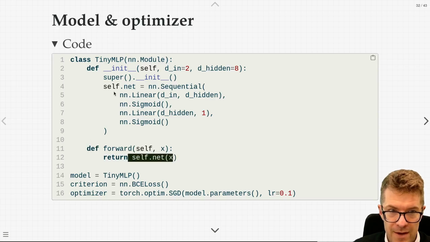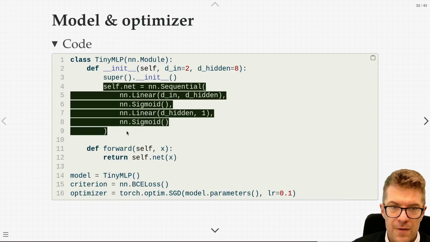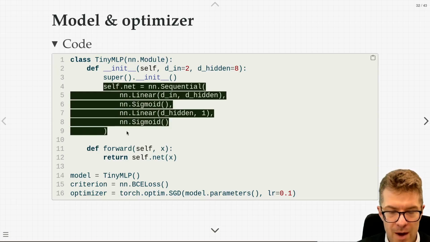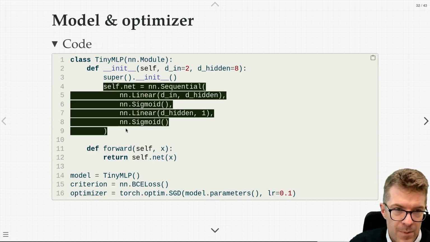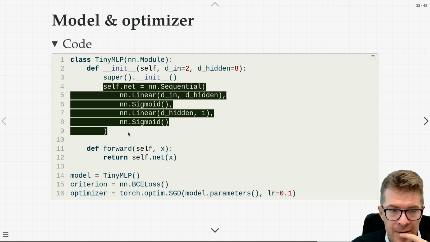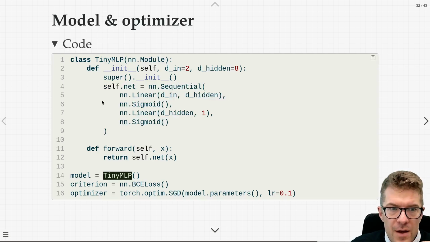Right? So self.net is basically this sequence from the inputs all the way to the outputs. Very compact. This looks a lot like the pipeline we've seen previously, just like a list of steps you take. This is how you implement a simple feed-forward neural network in PyTorch. So this is our class. We can call an object of this class model.